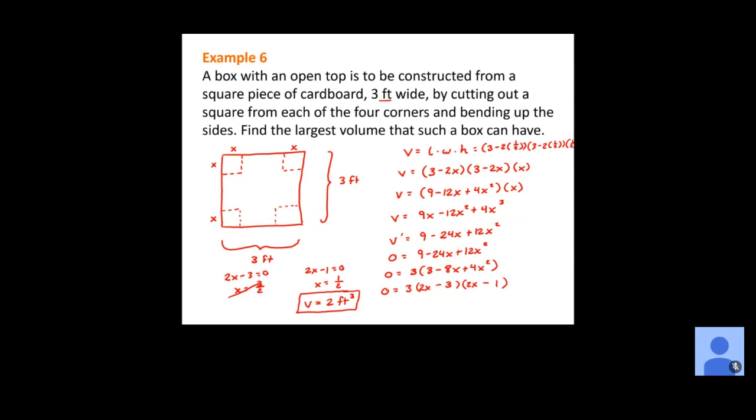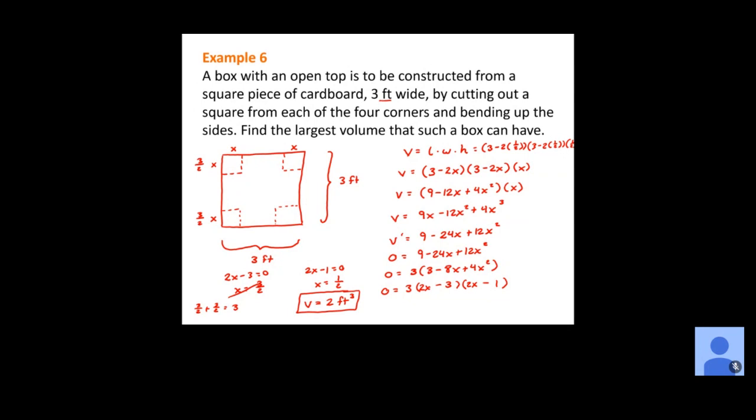Why did we choose the 1/2? So, like I said, if we did 3 halves, because it could be either one of those. The problem is when you do 3 halves, if I cut out 3 halves from both of these sides here, 3 halves plus 3 halves is actually going to give us 3, and I know that I only have 3 feet to actually work with.